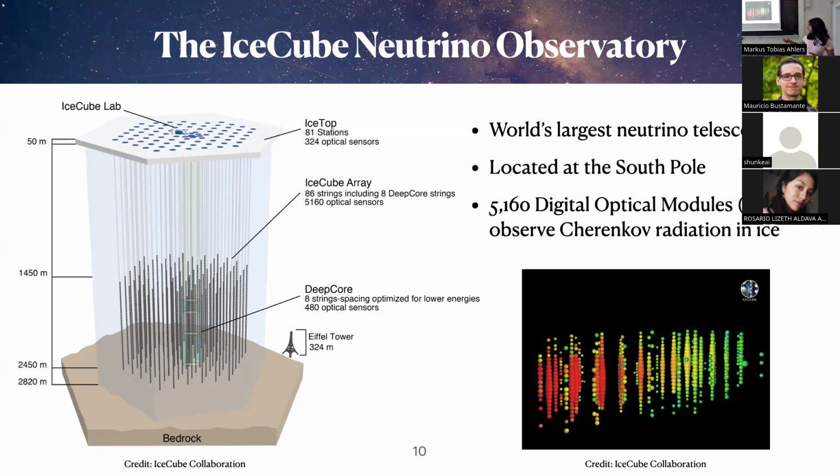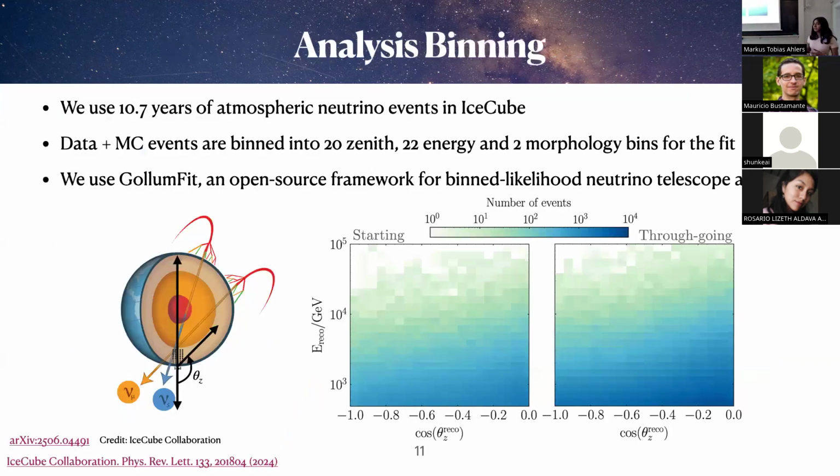So here red is earlier, so we see this is a track where the muon is moving from left to right. And now that we see what the events look like in IceCube, we can reconstruct them and then use 10.7 years of these atmospheric neutrino events in IceCube for this analysis.